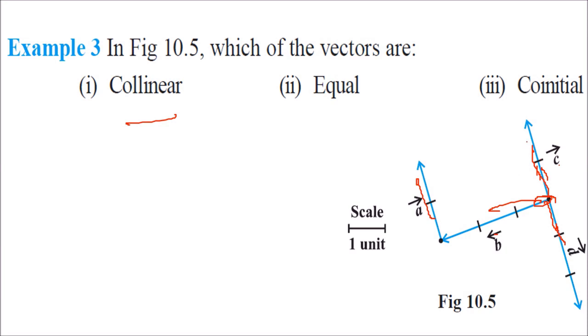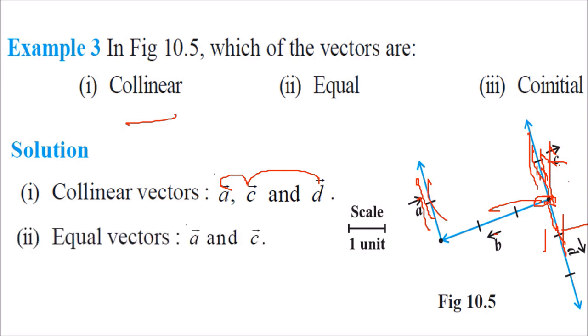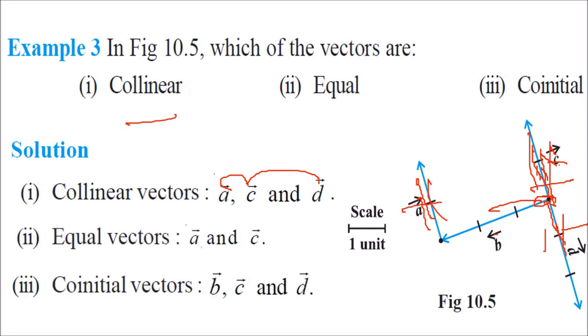And who are collinear? These two are collinear. So let us see. A, C, D, these are collinear. C and D are collinear, but A is parallel to this. That is why they are collinear. How about equal vectors? A and C are equal. And then co-initial vectors: a co-initial vector is nothing but one whose emanating or start point is this. So this is B, C and D.